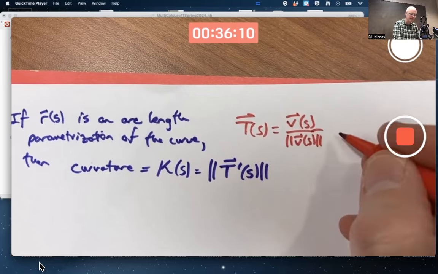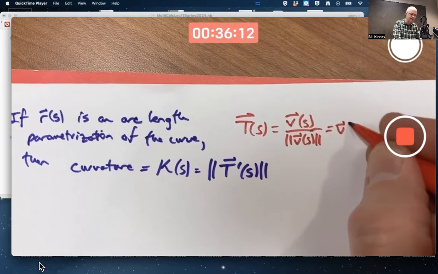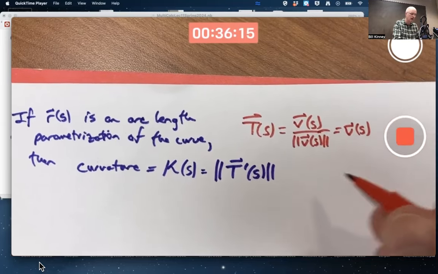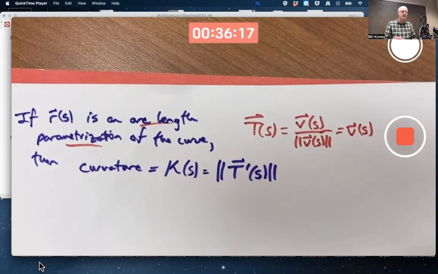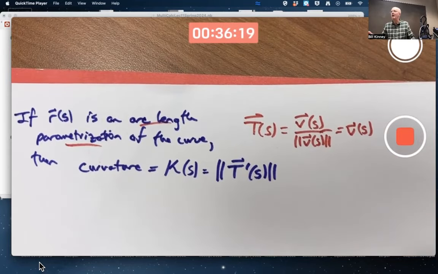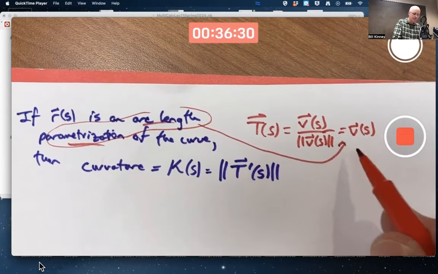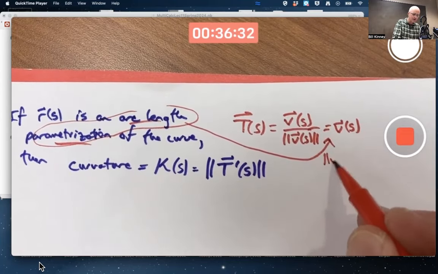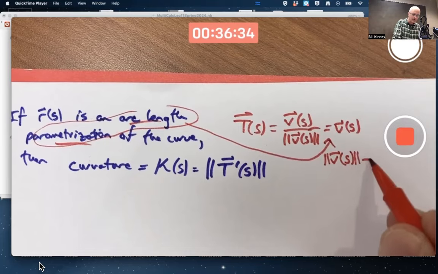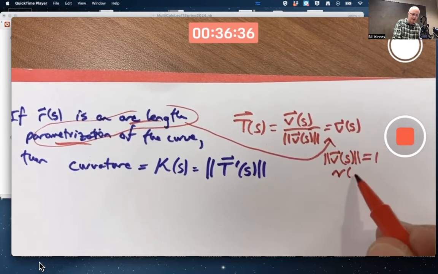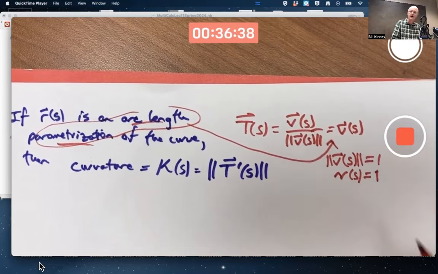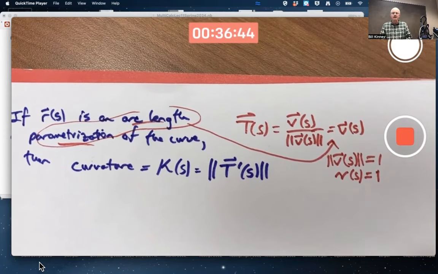And actually, that's the same as V of S in this context, because arc length parameterizations travel at unit speed, one unit of distance per unit of time. That's what arc length parameterization means. The magnitude of V of S is always one. The speed as a function of the arc length is one. That doesn't mean the velocity vector is constant, because it could be turning.